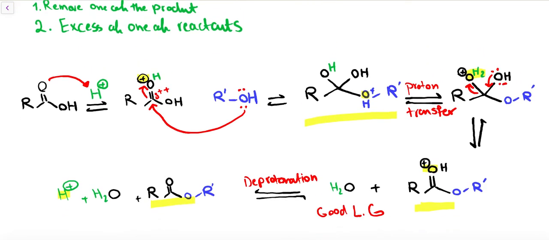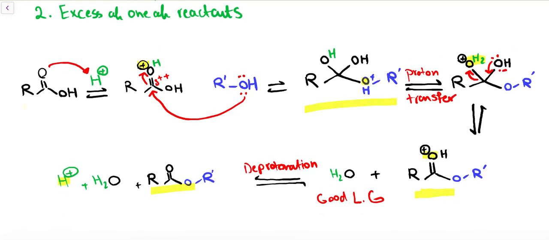So let's just do a quick review. We started off with a carboxylic acid under acidic conditions using an alcohol. It gives us an ester plus water as a byproduct, and because esters can get hydrolyzed under water and acidic conditions, we need to drive the reaction forward by either removing one of the products or using an excess of one of the reactants.